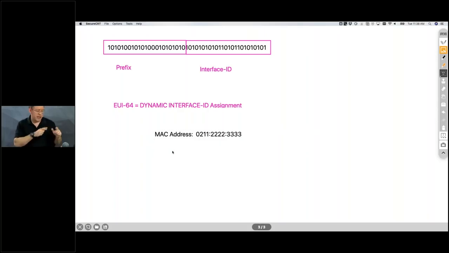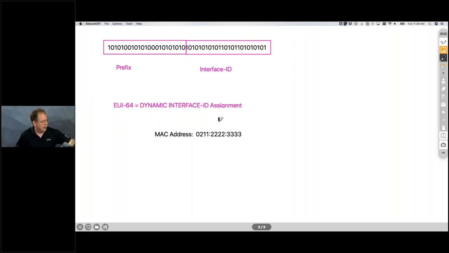EUI-64 is going to take this MAC address as its base component and convert it into an interface ID. Now remember, we got our prefix. Our prefix was 64 bits. We need the other half, the remaining 64 bits for our interface ID, and yet this is only 48 bits. MAC address is only 48 bits. How do I take a 48-bit number and expand it into a 64-bit number? Well, what EUI-64 does, it says, here's what we're going to do.